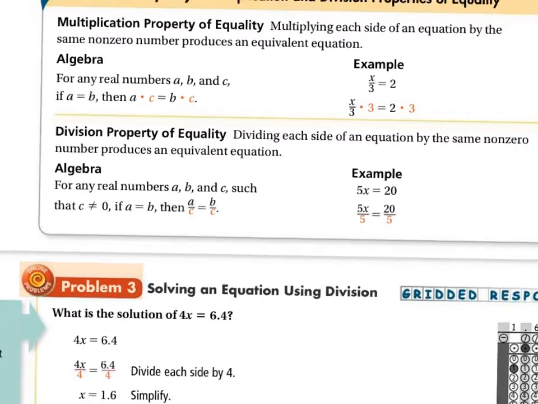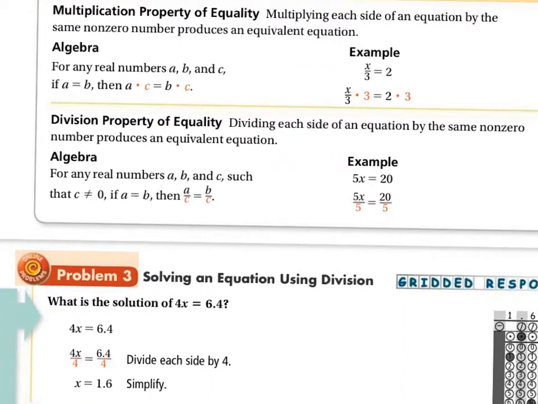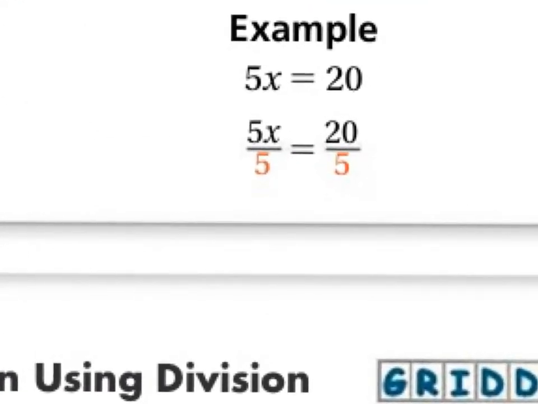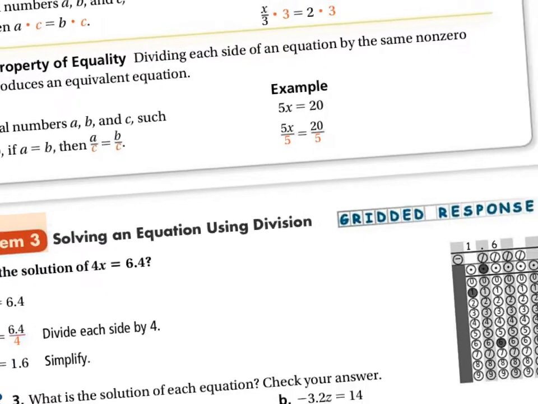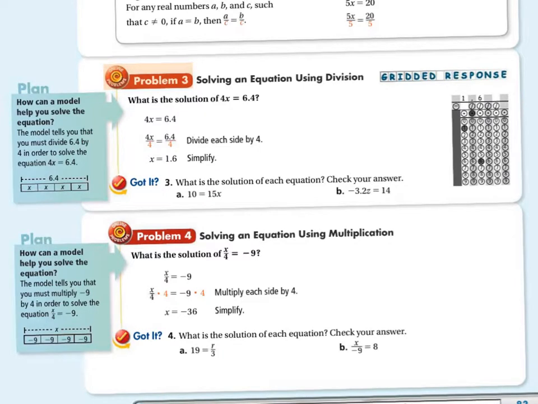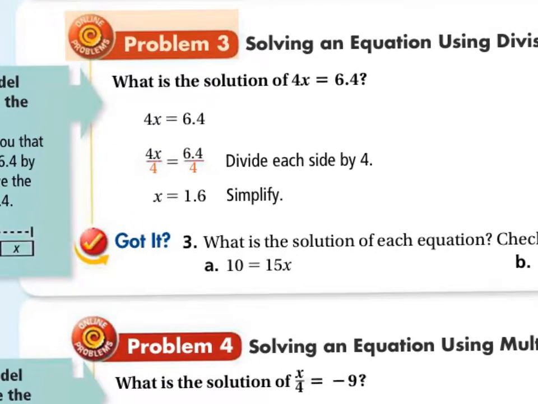And the division property of equality, if we divide both sides by the same number, we'll get an equivalent equation. So this one, the variable is being multiplied by 5, so we divide by 5 on both sides. And we'll get an equivalent equation and we'll figure out what our variable is equal to. So if you look at problem 3, what's the solution of that equation? We can see they're multiplying, so we need to divide by 4. Divide by 4, we get x equals 1 6/10.